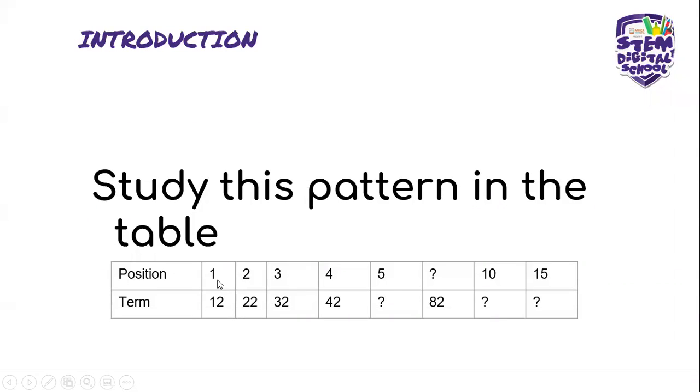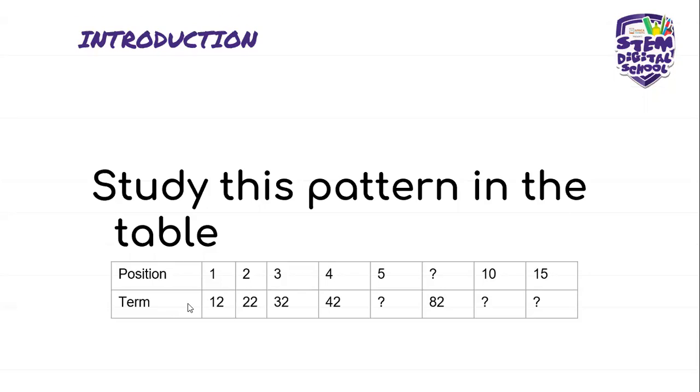If you look at position 1, we have the term 12. Position 2, we have 22, and position 3, we have 32. And of course, the position that follows is position 4. We have 42 in that instance. So you can already see that we actually have a pattern even in the term block, or in the, yes, in the term block there we have got a pattern.